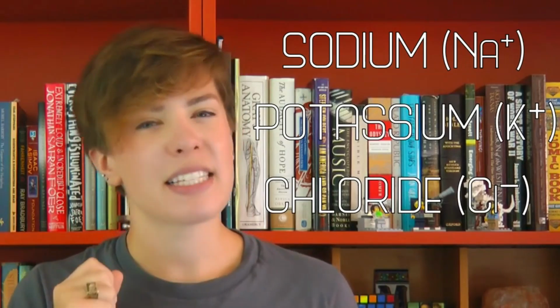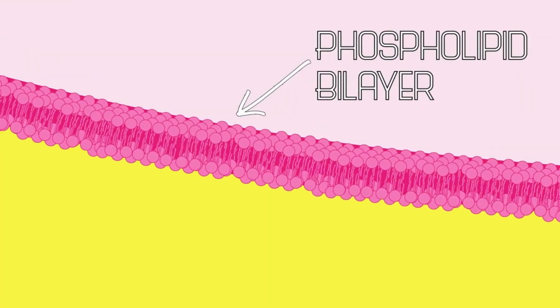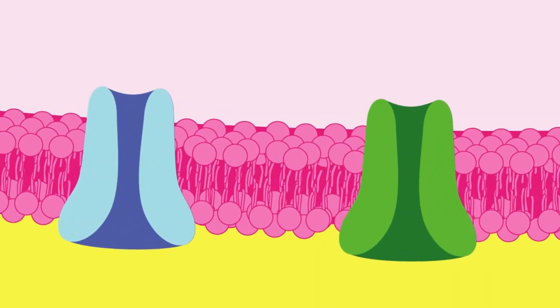In the nervous system, the main ions are sodium, potassium, and chloride. Let's take a closer look at how those ions send signals. Here's a neuron. All cells have a membrane called the phospholipid bilayer, which is very good at insulating the inside of the cell from the outside. Built into this membrane are channels that allow ions to move easily across the membrane.